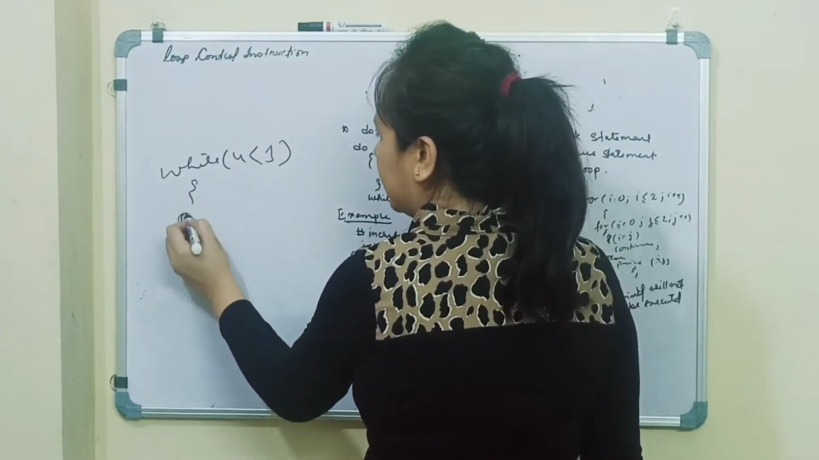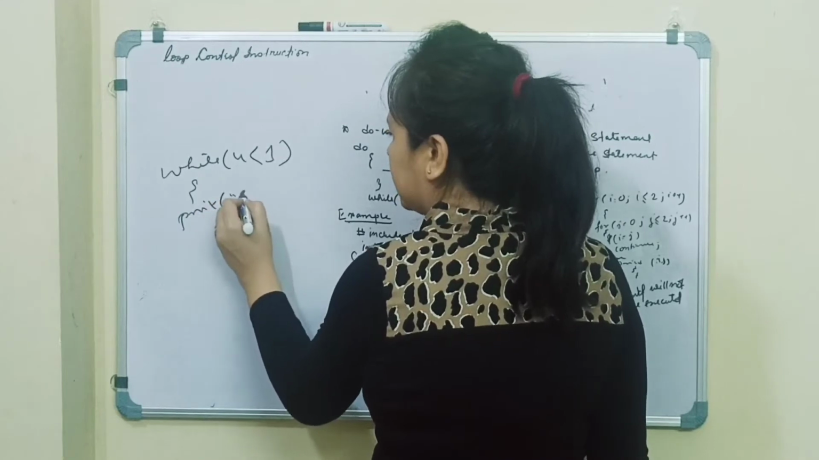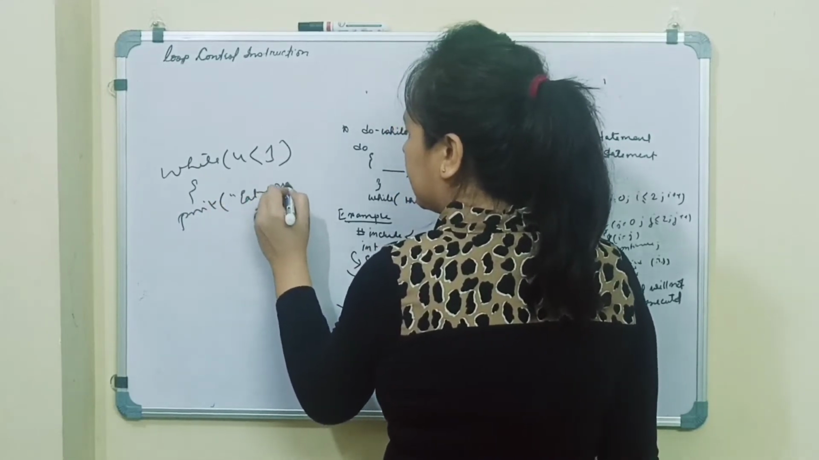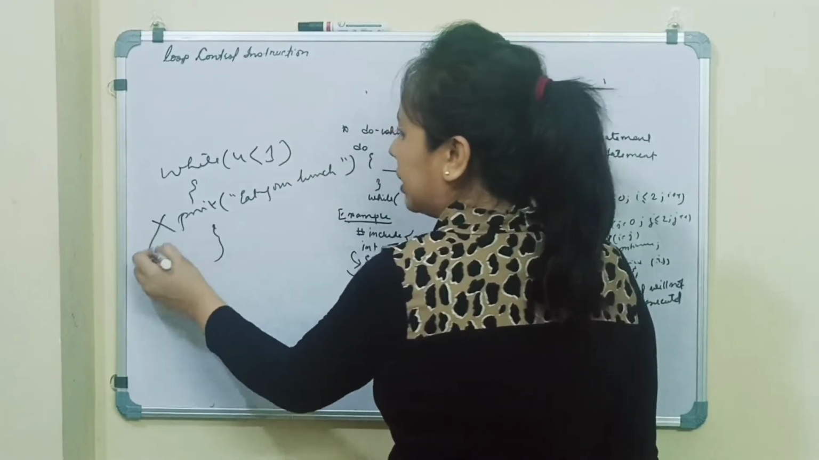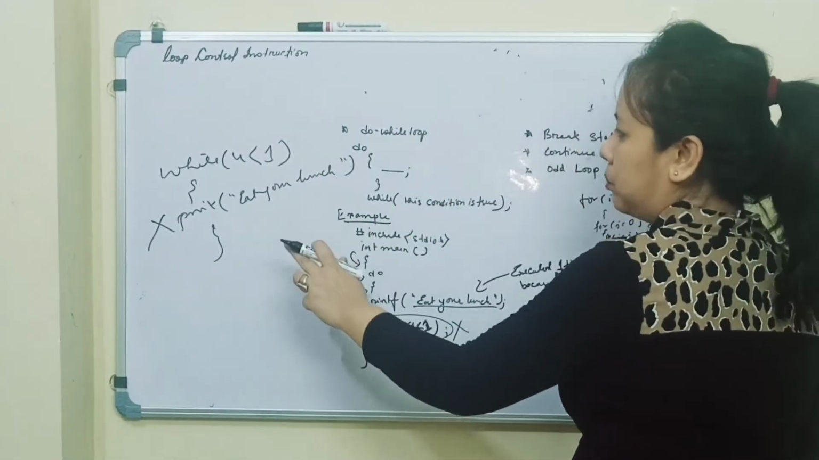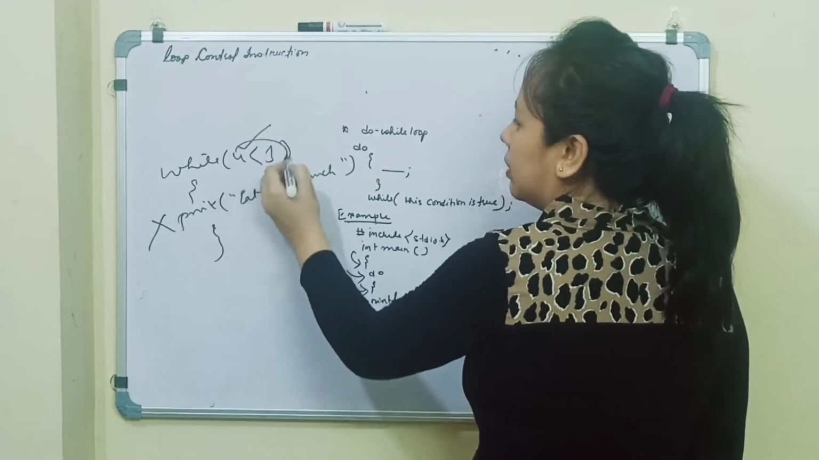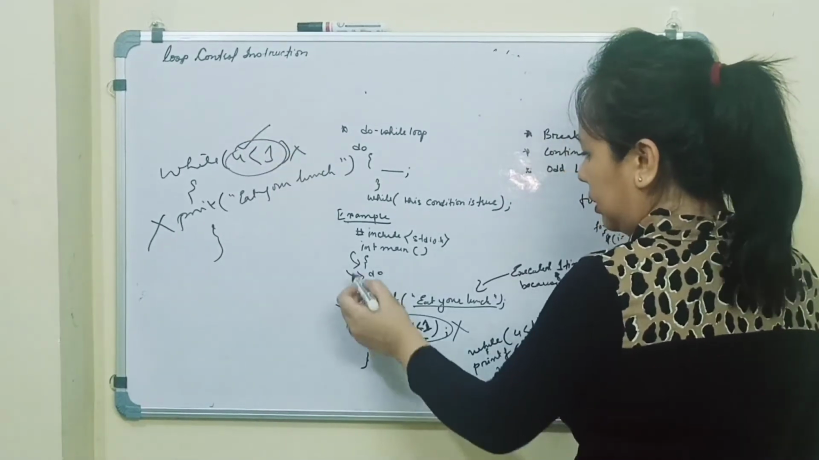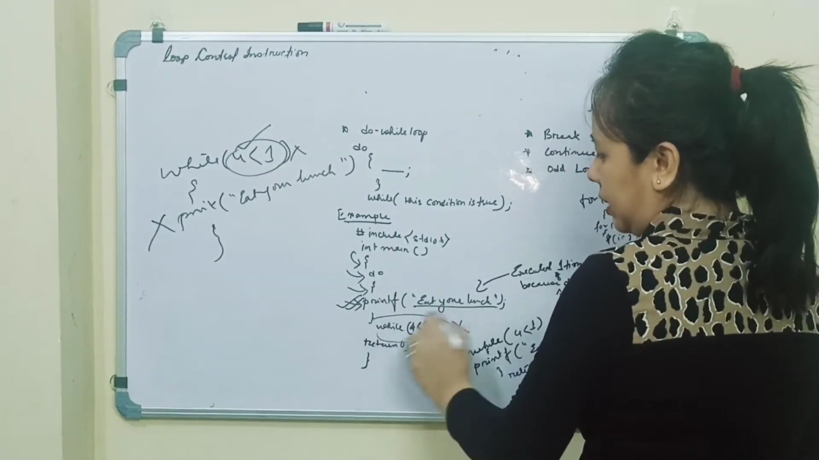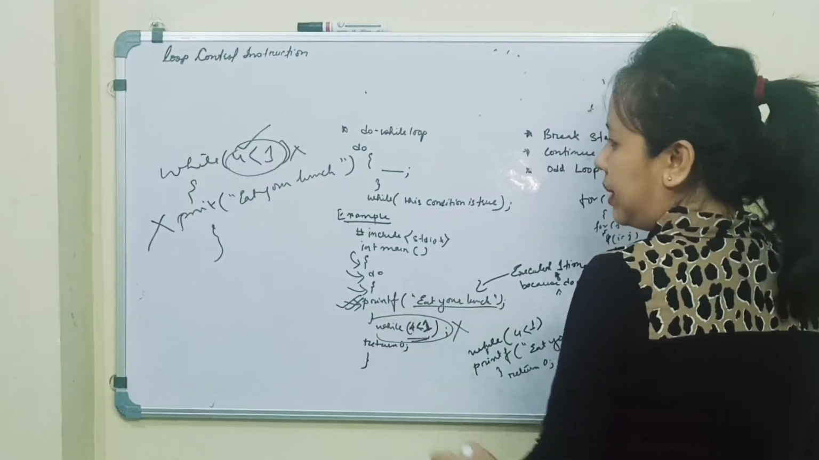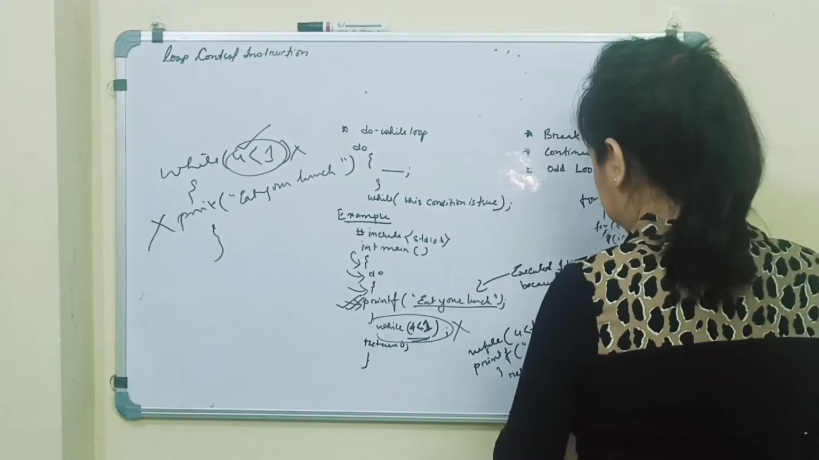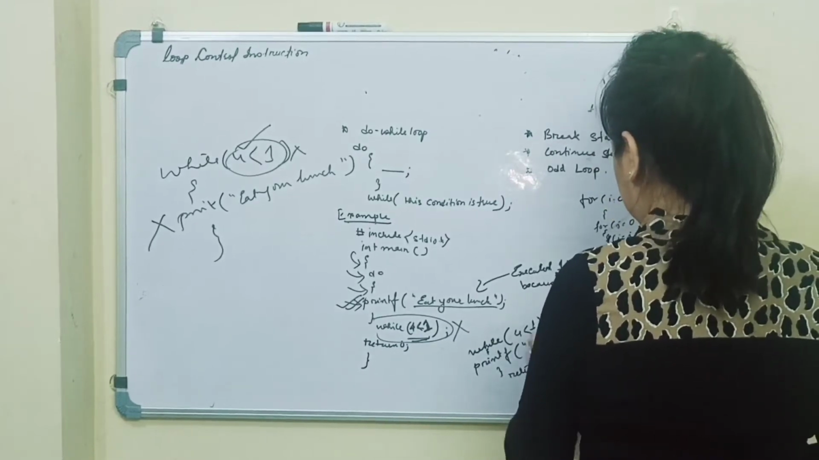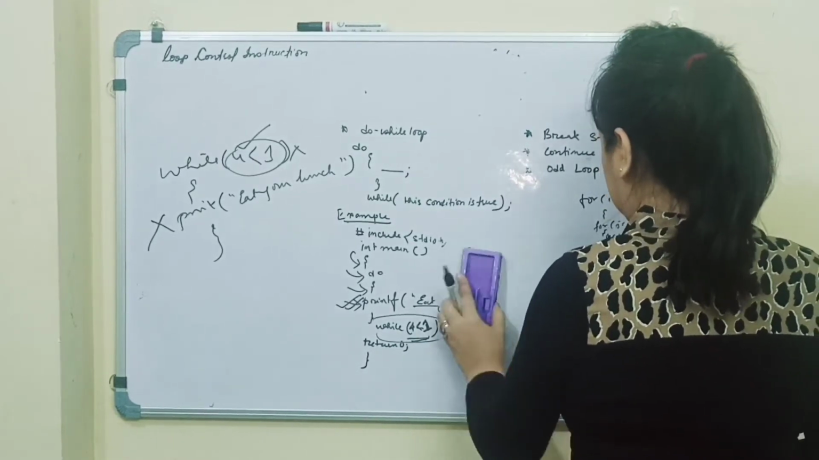But in a while loop, if we have written while 4 less than 1, printf, eat your lunch, here what will happen? This line will not be executed even one time, because the first time itself the condition is false. But in do while, even if the condition is false, this line will be executed for one time.